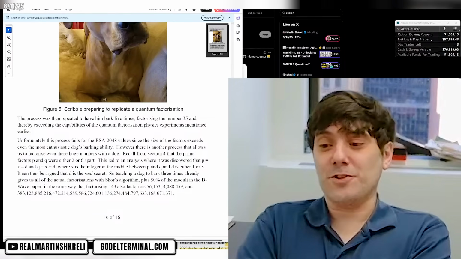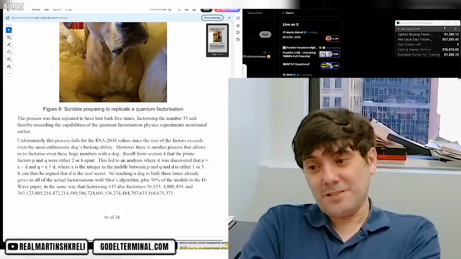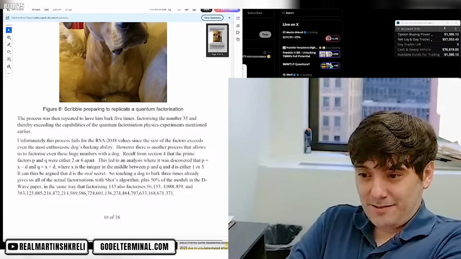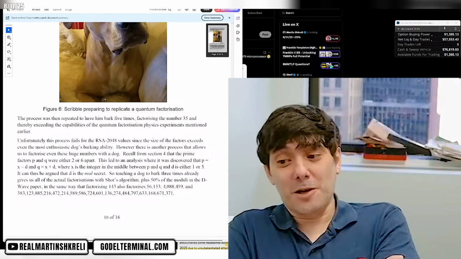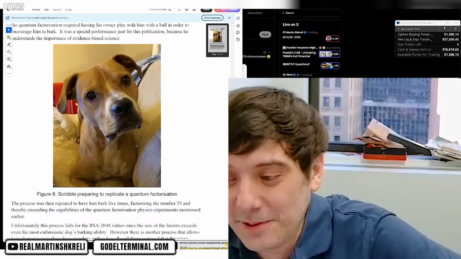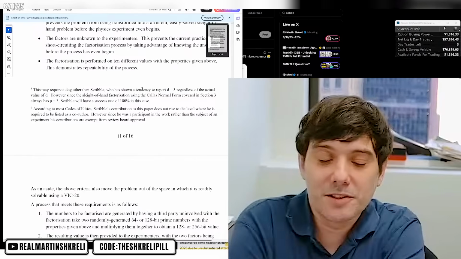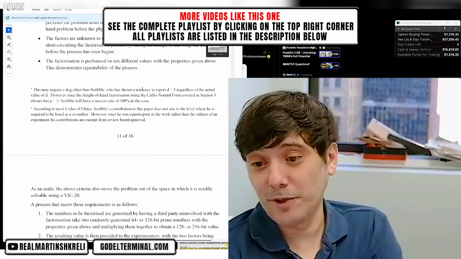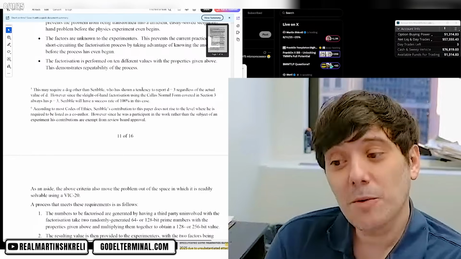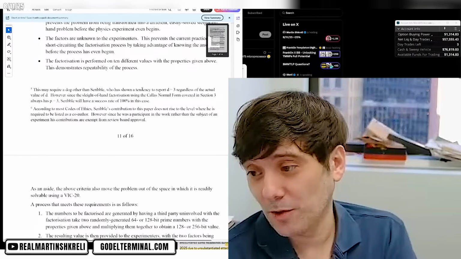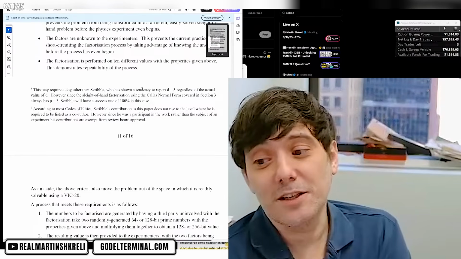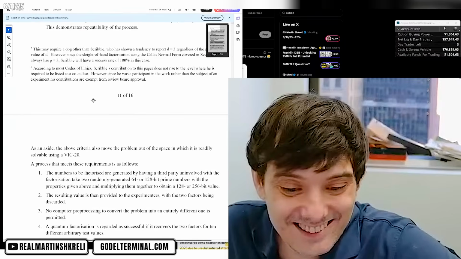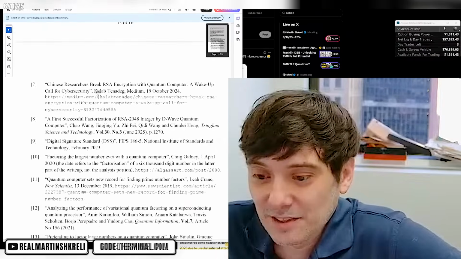Unfortunately, the process fails for SHA or RSA 2048 because the size of the factors exceeds even the most enthusiastic dog's barking ability. However, there's another process that allows us to factor even huge numbers with a dog. Scribble's preparing to replicate a quantum factorization. According to most codes of ethics, Scribble's contribution to this paper does not rise to the level where he is required to be listed as a co-author. However, since he was a participant in the work rather than the subject of the experiment, his contributions are exempt from review board approval. I think he deserves a treat for being a good boy. He's a good boy, factoring numbers. I love that.